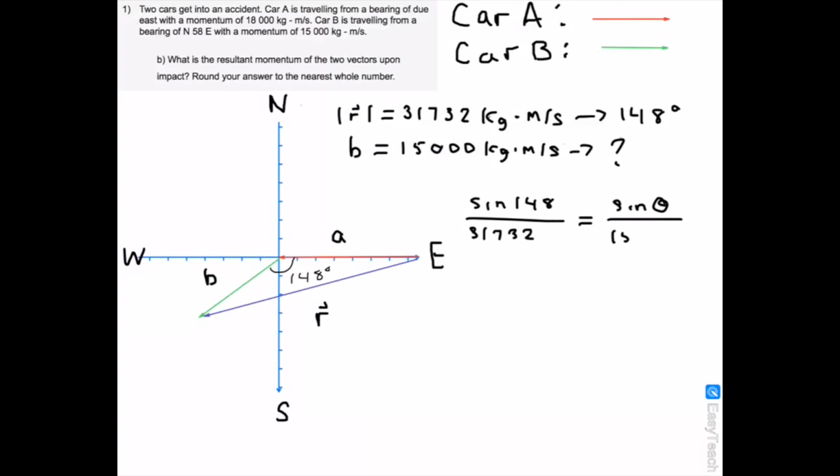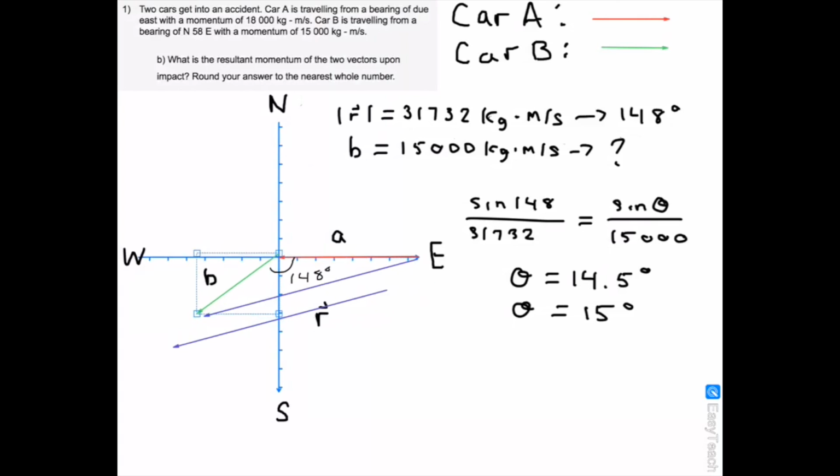I don't show it, but in my calculator I cross multiply the 15,000, and then do the inverse of sine to isolate. I get 14.5 as the angle, but because we're rounding to whole numbers, I just round it to 15. So the resultant vector will be 15 degrees from the x-axis no matter where it's placed, and if you remember correctly, the cars collided at the origin originally. So we are going to move the resultant vector back to the origin to get our direction vector.